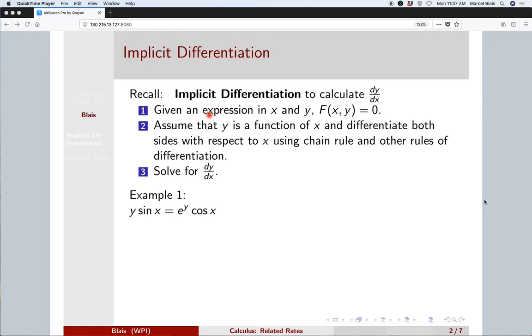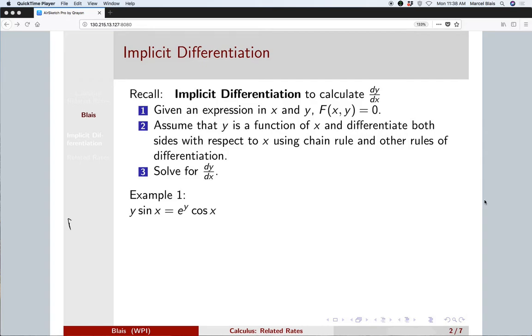The idea is you want to calculate dy/dx, but your expression in x and y does not necessarily allow you to solve for y in terms of x. It may be possible, but it may not be. In either case, we can assume y is a function of x and take the derivative of both sides with respect to x using chain rule, and then we'll have an expression that involves dy/dx, which we can then solve for. So as an example, we have here y sine of x equals e to the y cosine of x. This defines y as a function of x, but you can't solve for y.